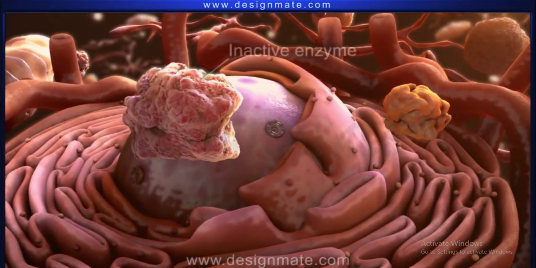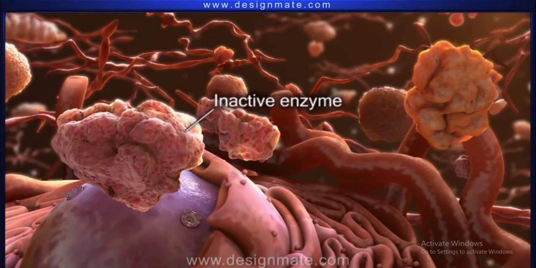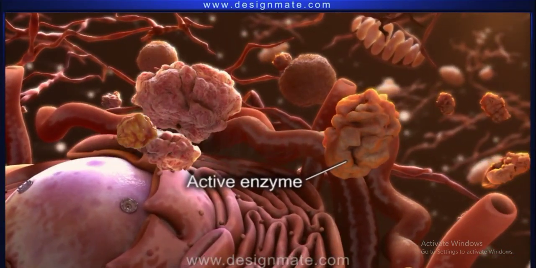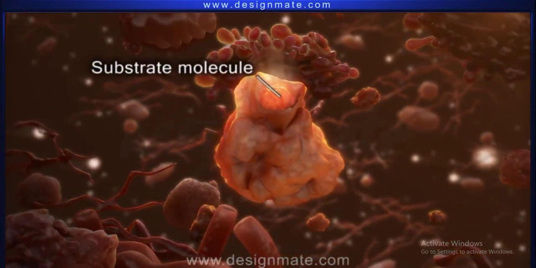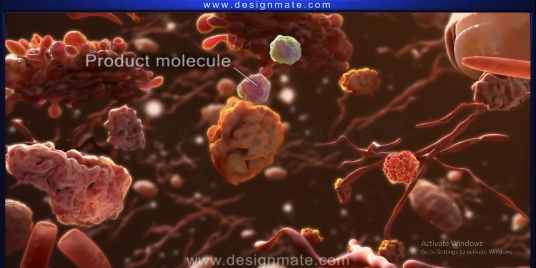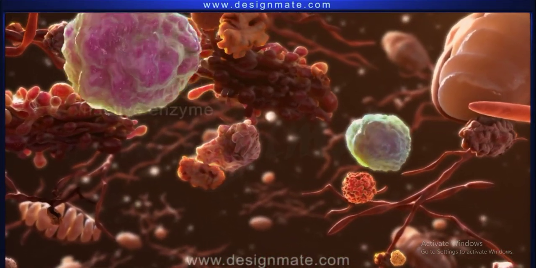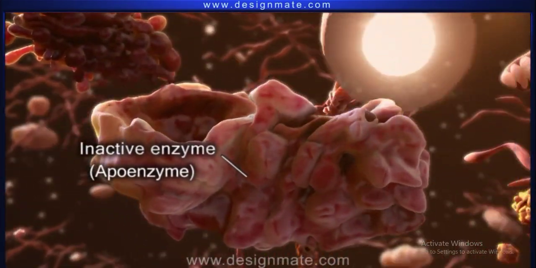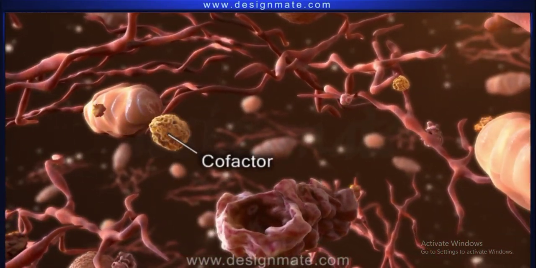Some of these enzymes are inactive, that is, they cannot start a reaction process themselves, while some enzymes are active, which do not require any additional aid and bind to the specific substrate molecule and break it into the product molecules. But in the case of certain inactive enzymes, also termed as apoenzymes, an additional component generally known as the cofactor is required to activate them.